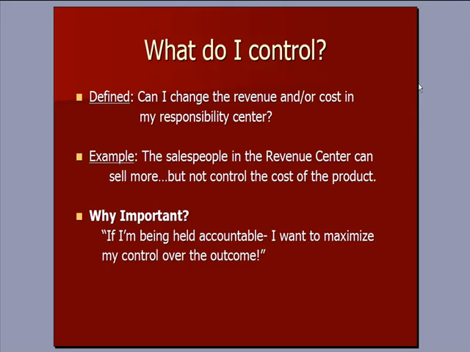So if you're one of these managers with a segment that you're responsible for, your first thought should be, what do I control? What I mean by that is, can I change the revenue and or cost in my responsibility center? For example, the one I just used, salespeople in the revenue center can sell more, increase revenue and sales, but they can't control the cost of the product. Now, why is all this important? Well, if you're a manager, you're saying to yourself, if I'm being held accountable, I want to maximize my control over the outcome.